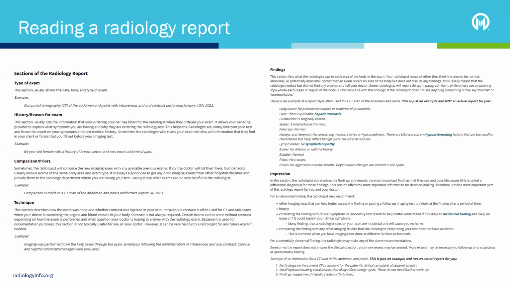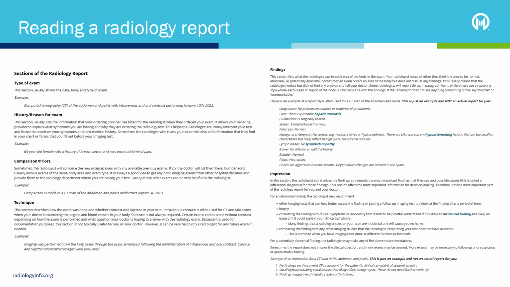So some of these things are for, and we won't get into why these sections are there, because there's things about billing for exams, regulatory requirements, et cetera. So this is in general what you're going to see.